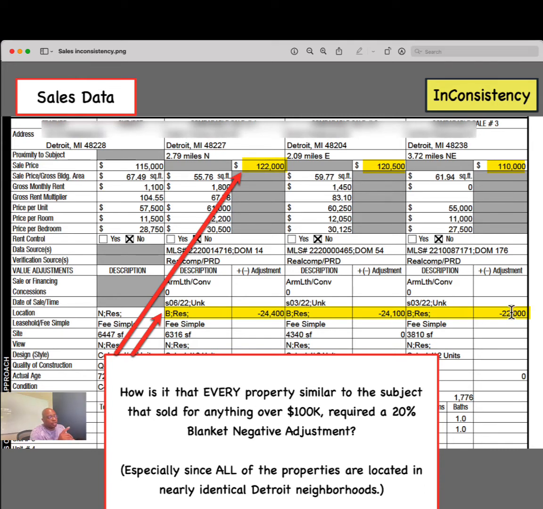The only property included in this appraisal that did not receive a 20% reduction for location, essentially, is the active listing, and that property was offered at $80,000. By the way, the appraiser appraised this property for $90,000. But every other property, regardless of its location, regardless of the similarities of neighborhood, regardless of its condition, received a 20% reduction in price. And, oh, by the way, there's absolutely no documentation as to why. He just says that they're in better neighborhoods.